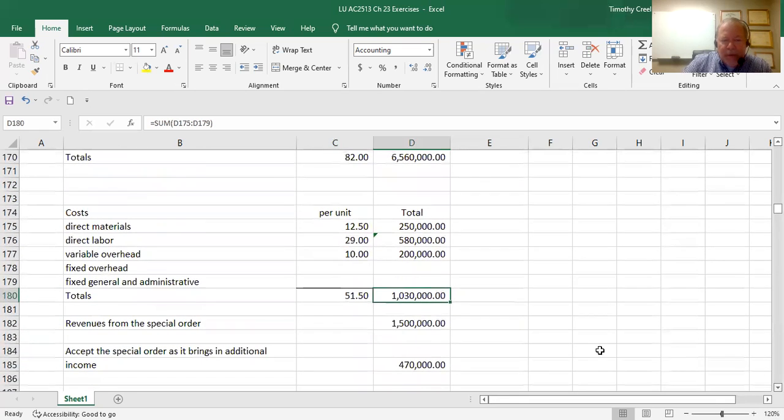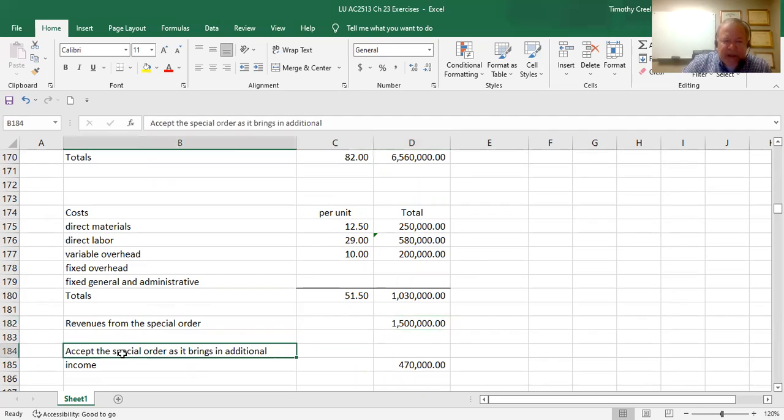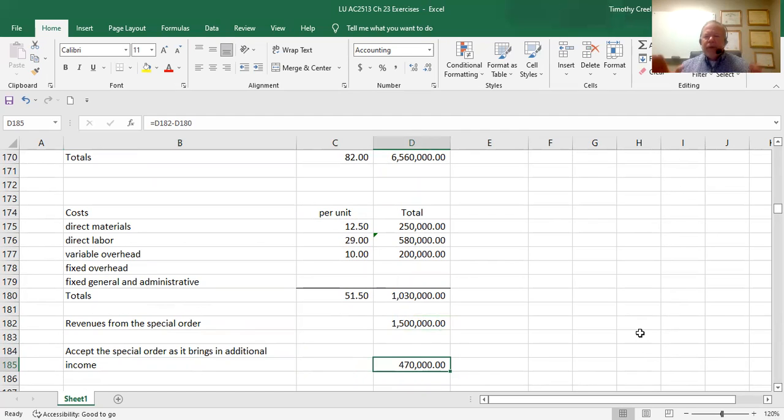Now, our revenues from the special order are going to be $1.5 million. So in this case, we should accept the special order as it brings in additional income of $470,000. So again, you want to separate the cost and the revenue specifically related to the special order aside. And if you've got capacity and the special order makes you money, then you should accept the special order. That's really the quantitative analysis of this decision.